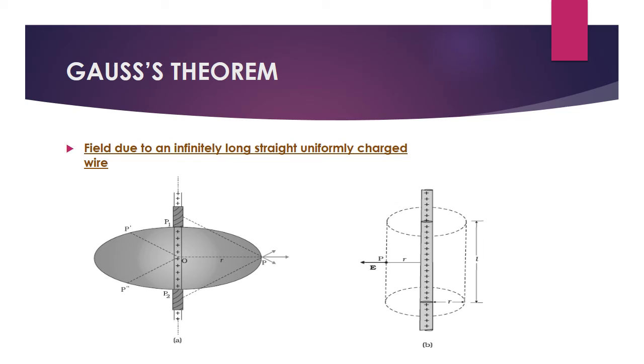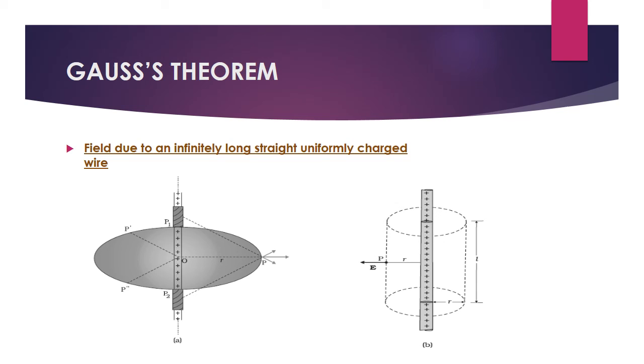The point P where the electric field is to be determined, assumed to be located at a distance r from the wire, lies on the curved surface of the Gaussian surface. Thus, the radius of the Gaussian surface is r. Let us assume that the length of the cylindrical Gaussian surface is L and the charged wire lies along the axis of the cylindrical Gaussian surface. Now let us proceed with finding out the electric field by applying Gauss's theorem.